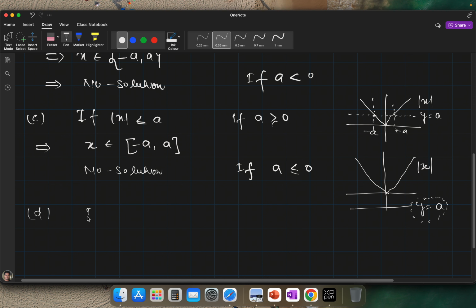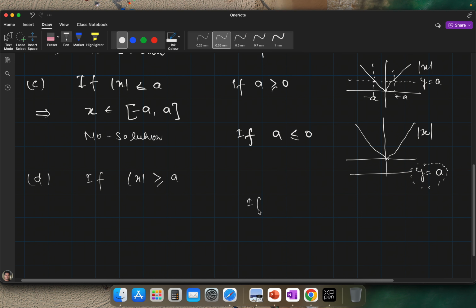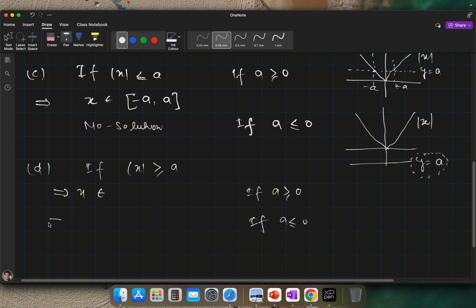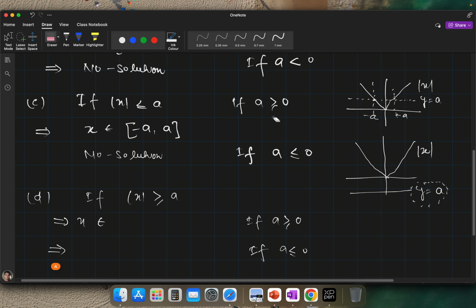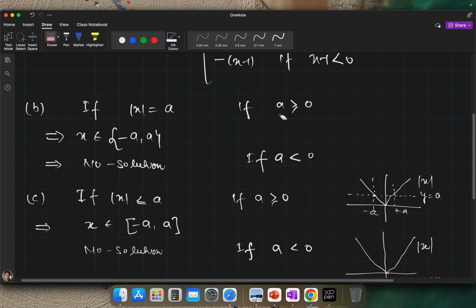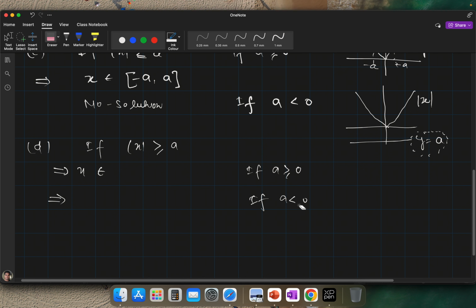Okay, so if mod of x is greater than or equal to a, if a is greater than 0, then what will be the solution set in this case? And if a is less than or equal to 0, then what will be the solution set? Here, if I'm taking 0 also, then we have to remove the equality sign in this case, because I have already considered 0 in the other case, which means I have to remove 0 here.